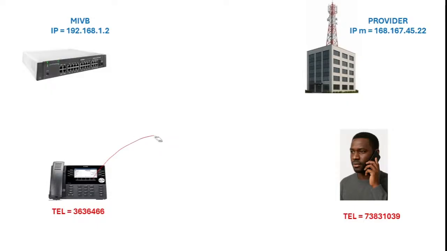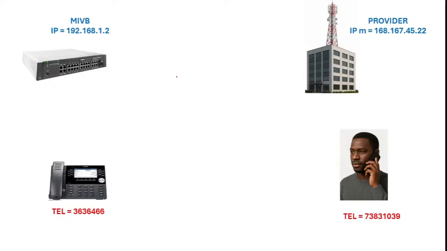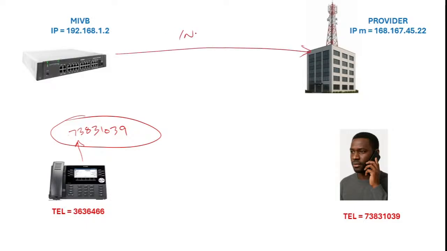Okay, let's just take a step back and have a relook at this. This user is going to make a call. Let's just say this dials 73831039. When he does this, the controller is going to send an invite for 73831039 to the provider. Then the provider is going to extend the invite to the actual user.